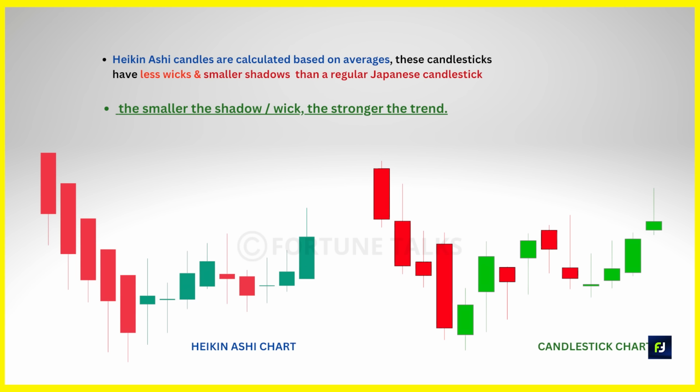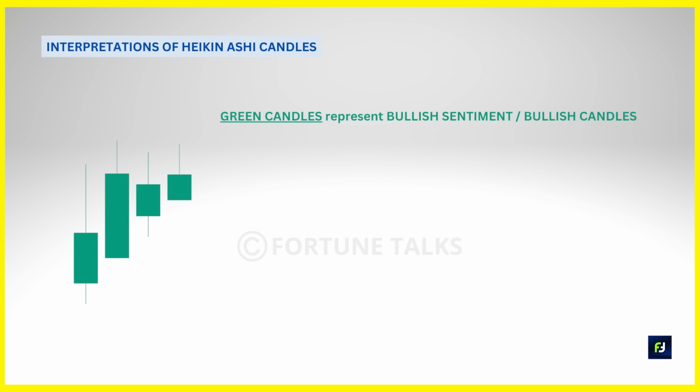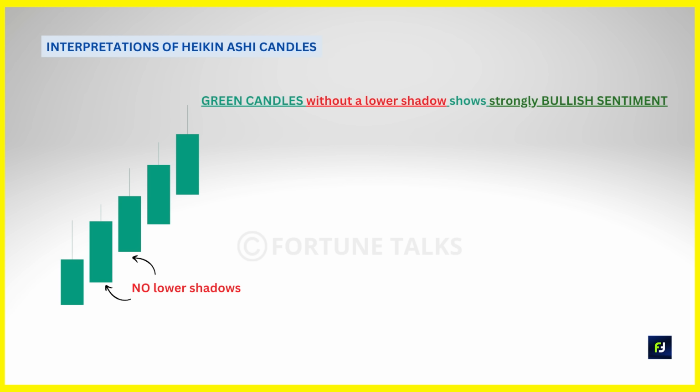Due to the reason that Heikin Ashi candlesticks are calculated based on averages, these candlesticks will have much smaller shadows or wicks than a regular Japanese candlestick. Just like with regular Japanese candlesticks, with a Heikin Ashi candlestick, the smaller the shadow or wick, the stronger the trend. So the logic remains the same there. Now, green candlesticks in general represent bullish sentiment or a bullish candle. But green candlesticks without a lower shadow show strong bullish sentiment. This candle is also known as a bullish flat bottom because the candle actually lacks a lower wick.